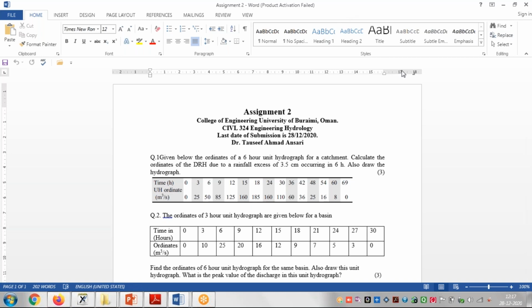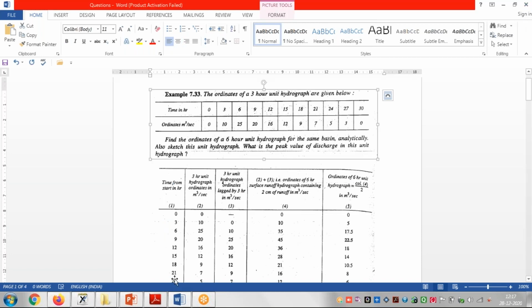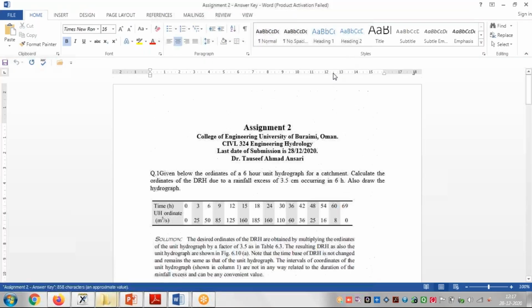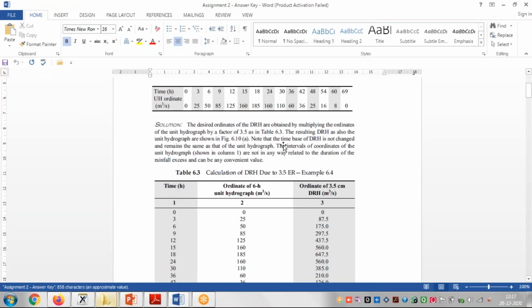I will show you the solution so that it will be more clear to you. See, my intention is that it should be clear to you. That's it. See here.